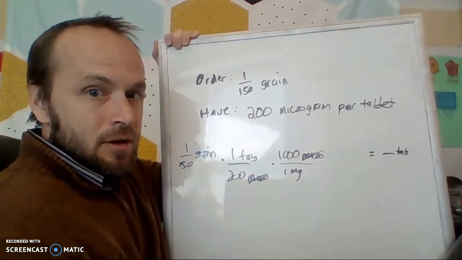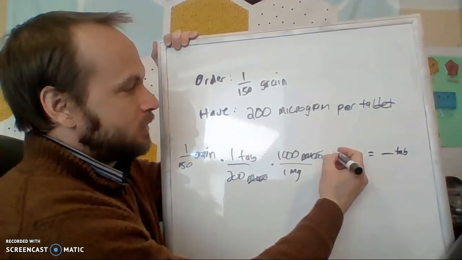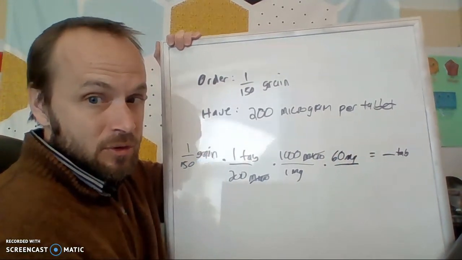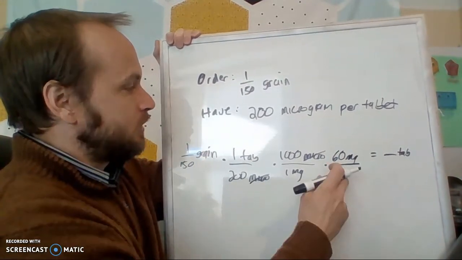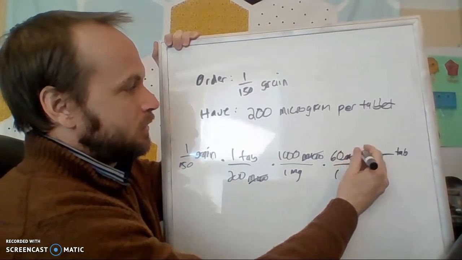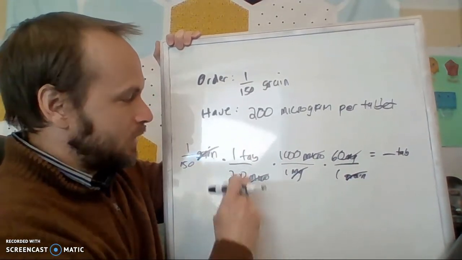Okay. All right, now I've got milligrams and grains. Well, there is a conversion between milligrams and grains, and I've told you about it last problem. 60 milligrams, this is an approximate conversion, remember, not what Google will give you. 60 milligrams is 1 grain. All right, so then our milligrams and our grains cancel. Whoop-de-doo. Yay. All right, now we're left with tabs.